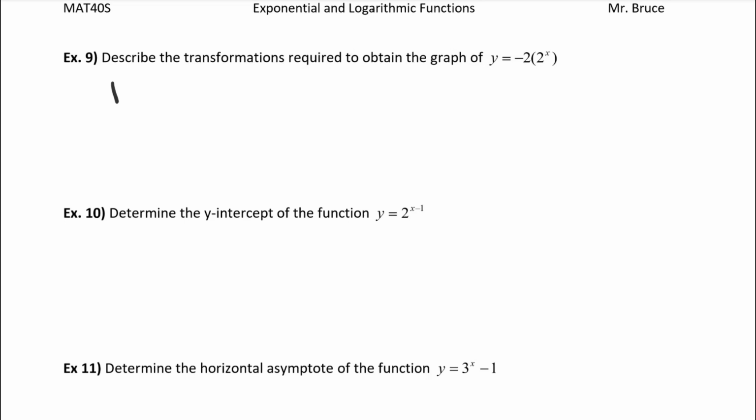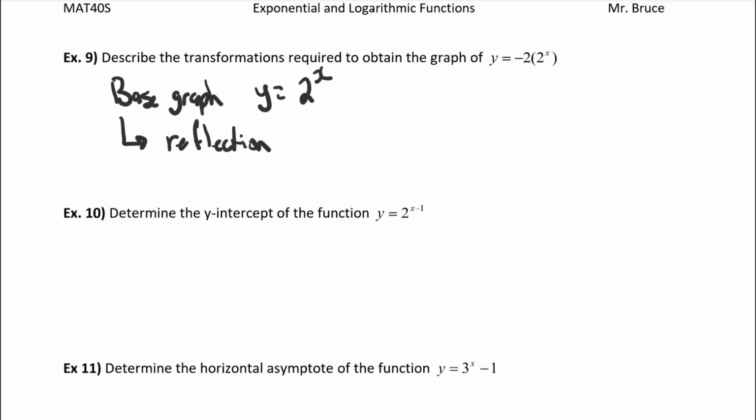Remember your base graph is y is equal to 2 to the power of x. So basically, by describing, you're just writing down what's happened. In this case, you can see that there is a reflection. Because it's the coefficient on the outside and not attached to your x, it's going to be a reflection over your x-axis, as it only affects your y values. And last, you have a vertical stretch by a factor of 2.